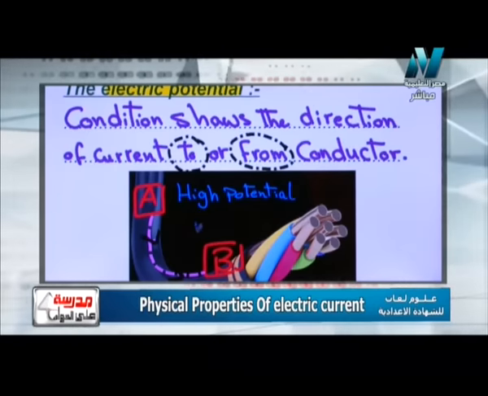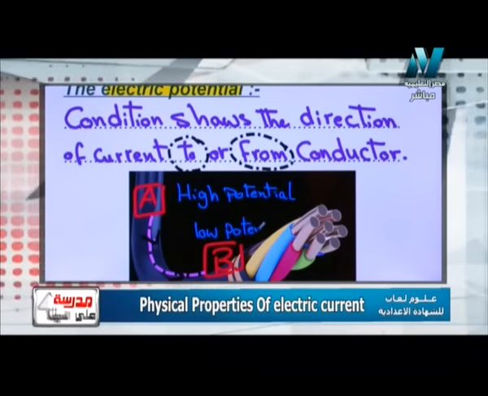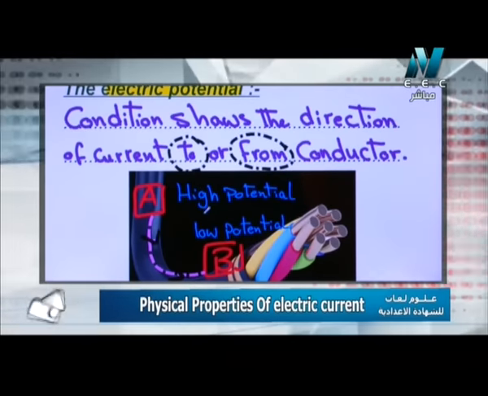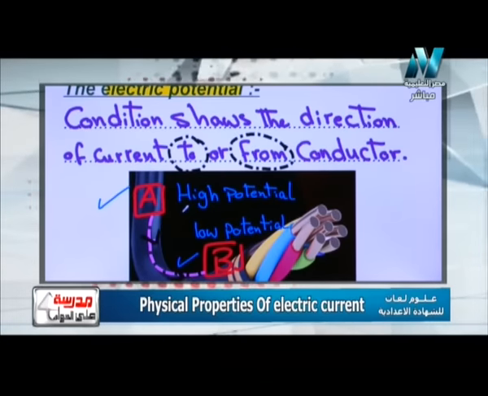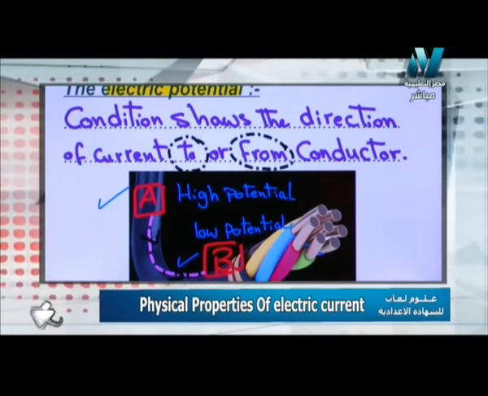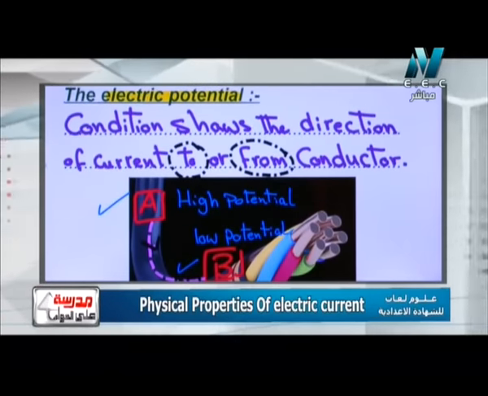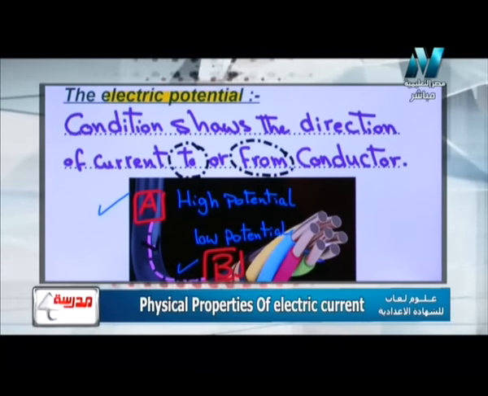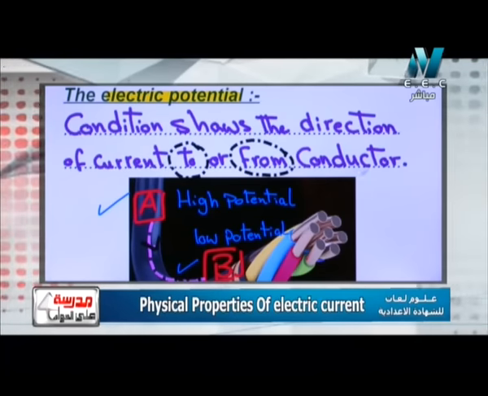B is low potential. So we have a difference between A and B. So we have a potential difference. عندنا حاجة اسمها إيه بقى؟ Potential difference. So we know electric potential مبدئيا condition shows the direction of current to or from conductor.